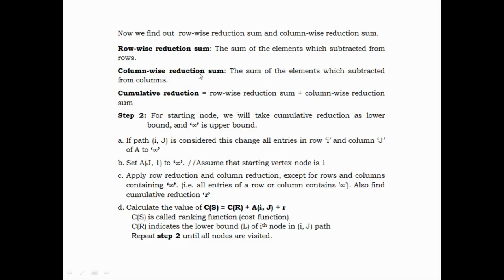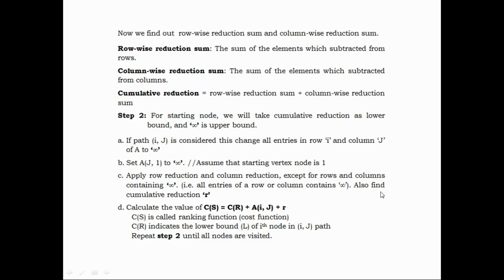Now we will see step 2. For the starting node, we take the cumulative reduction as the lower bound and infinity as the upper bound. If path ij is considered, change all entries in row i and column j of A to infinity. Set A of j comma 1 to infinity. Assume that the starting vertex node is 1. Apply the row reduction and the column reduction except for rows and columns containing infinity, that is, where all entries of the row or column are infinity.